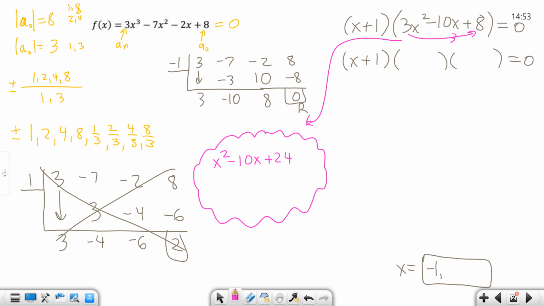So now I have list method. I want the factors of 24 that add to give me 10. I don't worry about the negative right now. So 1 and 24, 2 and 12, 3 and 8, 4 and 6. Those are my factors of 24. Which ones add to give me 10?